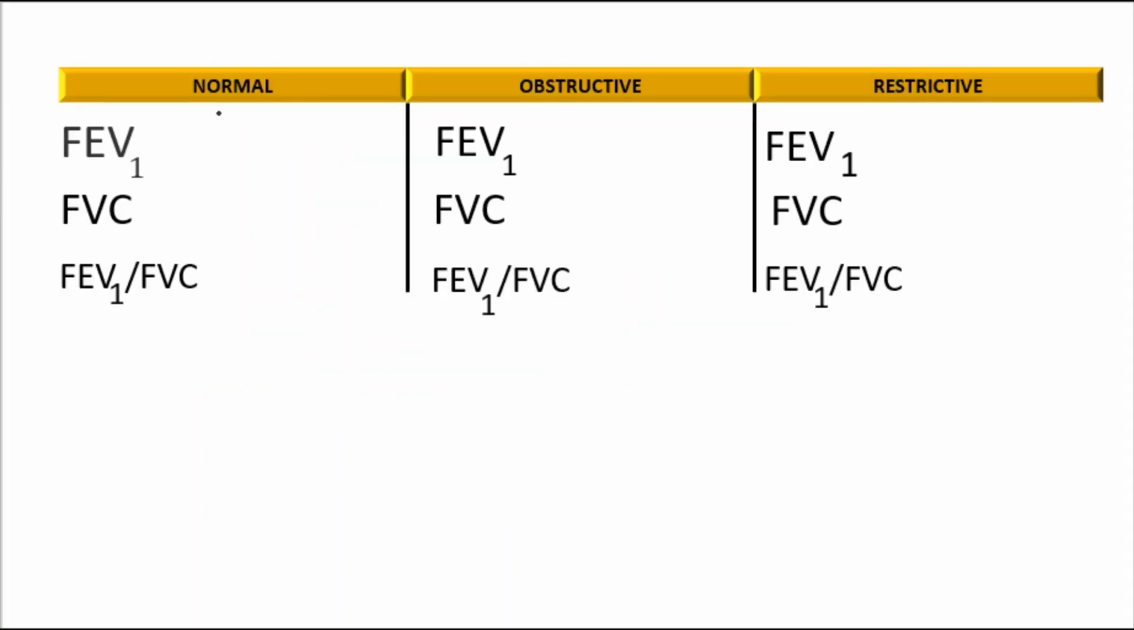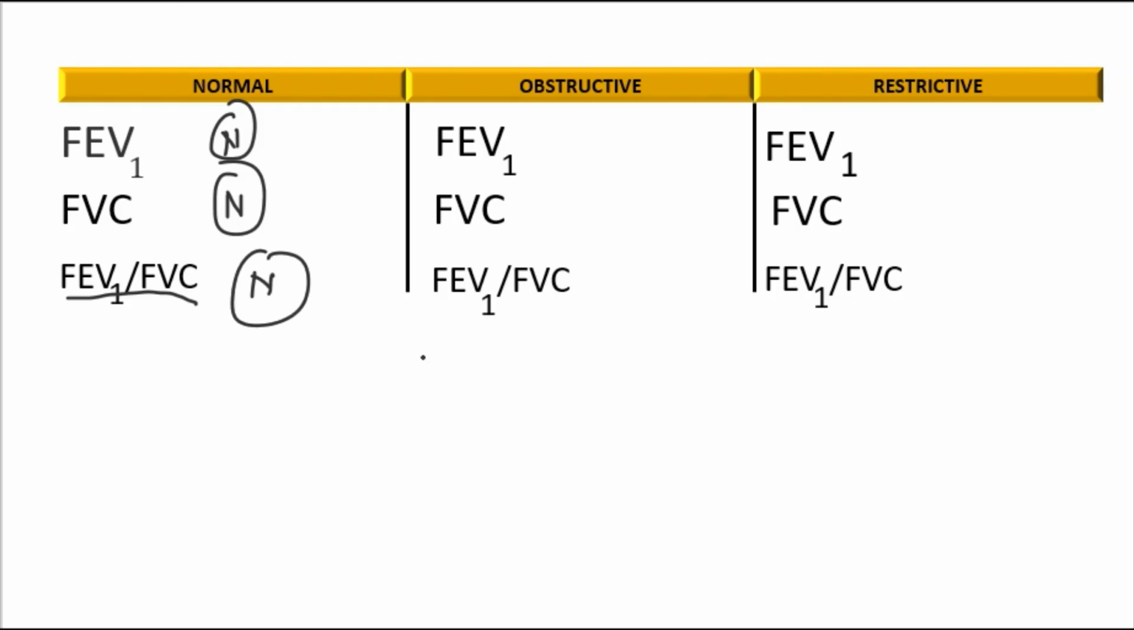Next we'll discuss flow volume loops, and get to know how these are important in lung physiology and help us to understand mechanics and pattern recognition. A few minutes before I said that the ratio of FEV1 upon FVC is important in distinguishing obstructive and restrictive disorder. So let us take a look at what happens to FEV1 and FVC in these disorders. In a normal individual, FEV1 is normal, FVC is normal, and this ratio would of course be normal. But what happens in obstructive disorder?